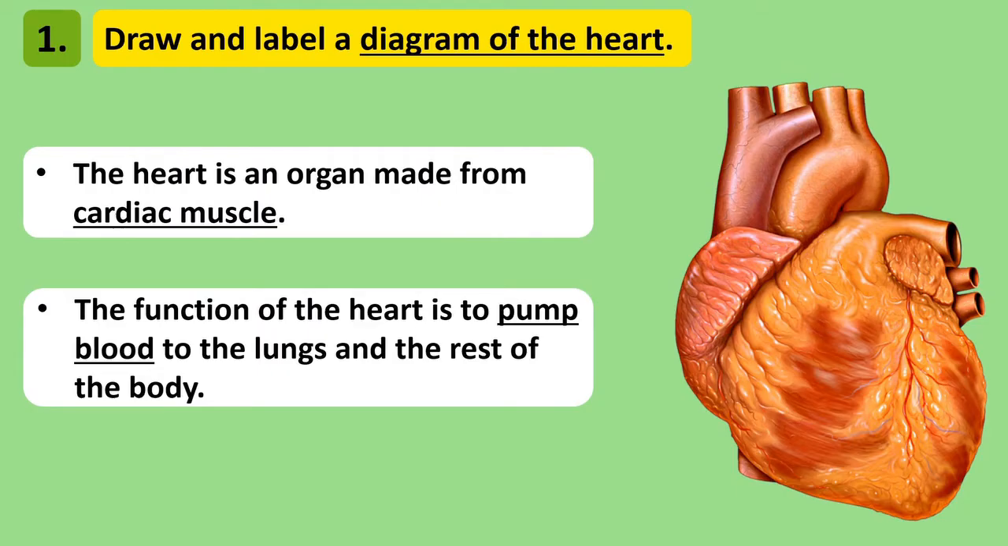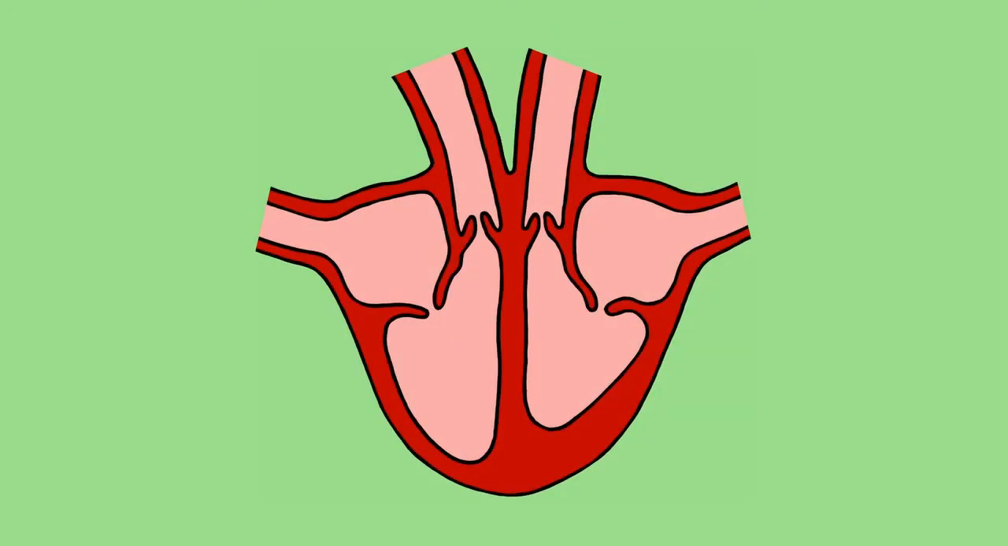The heart is located in the upper left-hand side of the chest. It's an organ made from a special type of muscle called cardiac muscle. In biology, the word cardiac always refers to the heart. The heart's job is to pump blood out through arteries to the lungs and to the rest of the body. For your exams, you need to be able to recognise, draw and label a diagram of the heart. Pause the video and take the time to draw this diagram into your copybook.